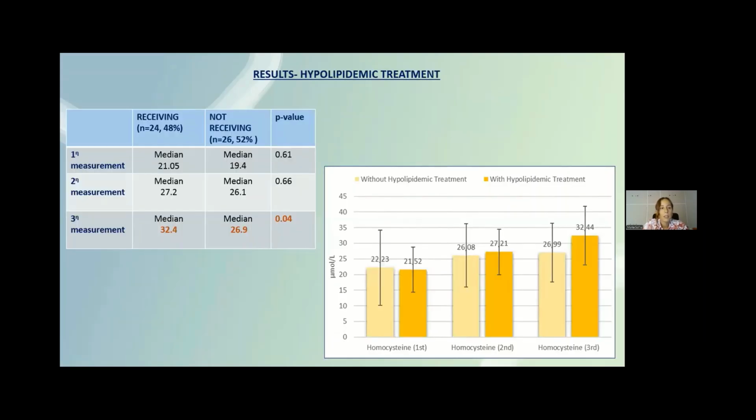Now, patients were divided into 2 groups, receiving or not hypolipidemic treatment. Those who were receiving were 48%, and those who didn't were 52%. The use of hypolipidemic treatment did not significantly affect the change in homocysteine levels between the first and the third measurement, but overall, at the third measurement, patients who were receiving treatment had statistically significant higher homocysteine levels than those who didn't.